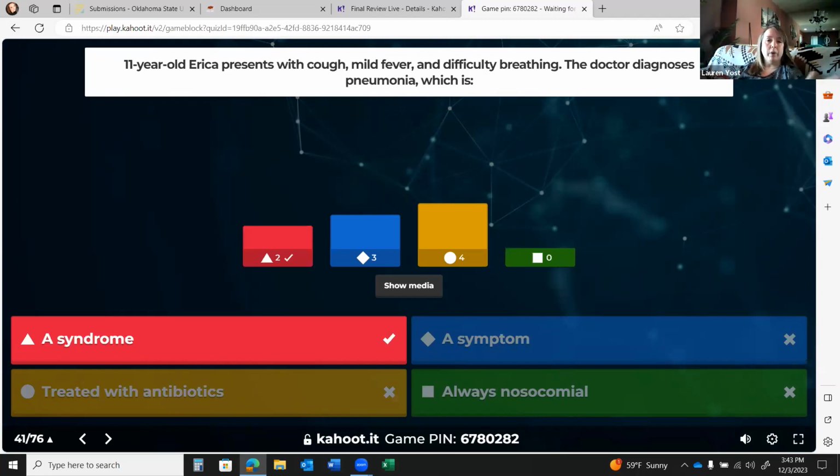As far as pneumonia goes, are we always going to treat pneumonia with antibiotics? There are viral and fungal pneumonias as well. Typically, it's going to be bacteria. In her case, it probably is going to be bacterial, but pneumonia itself is not always bacterial. So keep that in mind.